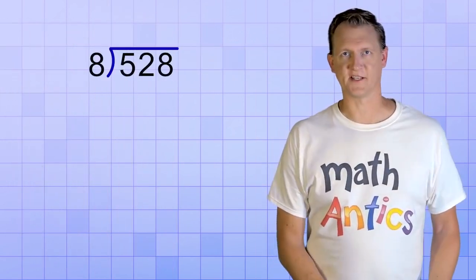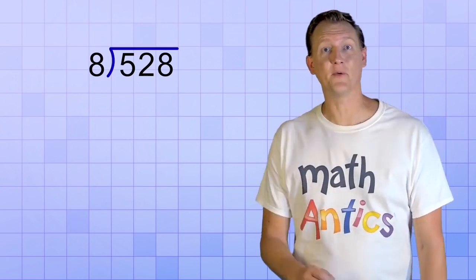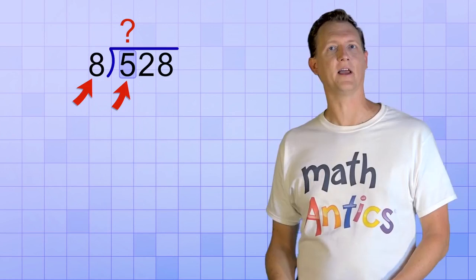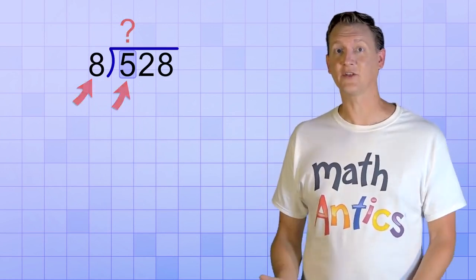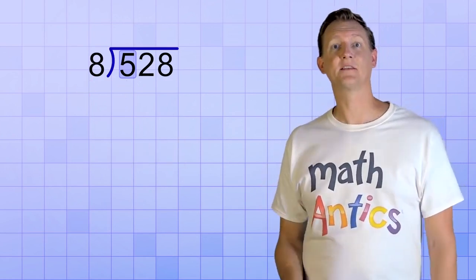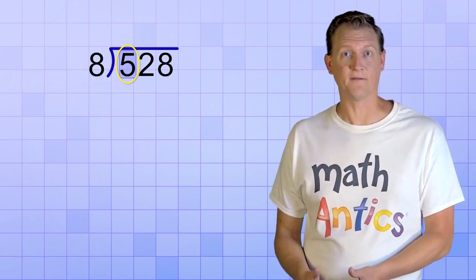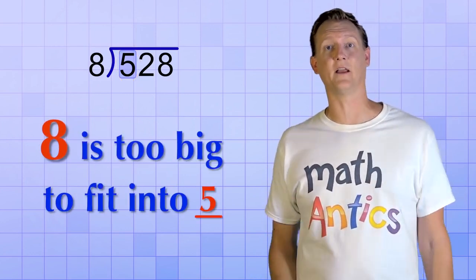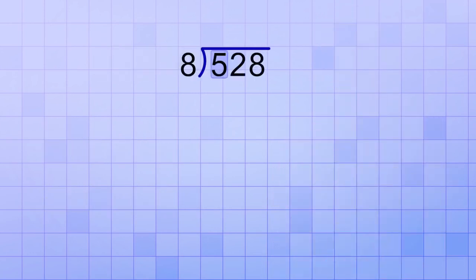Now let's solve the next example. And right at the start, you'll see we have a bit of a problem. When we ask how many 8's does it take to make 5 or almost 5, the answer is none. And that's because the first digit, taken by itself, is less than the divisor. 8 is too big to divide into 5. So what do we do?